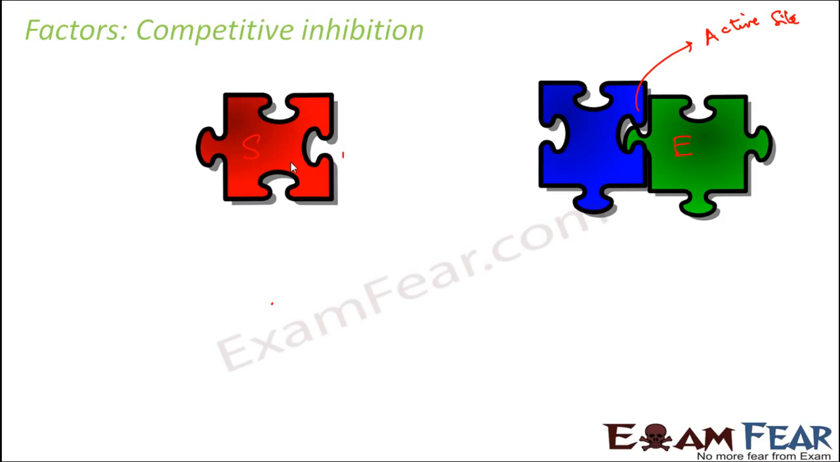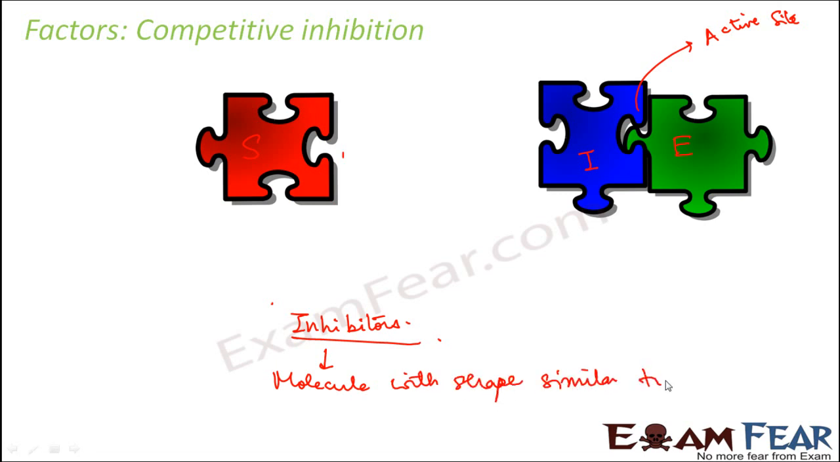Now if the actual substrate is blocked from combining with the enzyme, the enzyme will not be able to do its activity. So this process is known as inhibition, where some other molecule with a shape very similar to the substrate blocks the active site of the enzyme. So such a molecule is known as an inhibitor. These kinds of molecules are termed inhibitors, and this process is known as inhibition. So what are they? These are molecules with shape similar to the substrate. So in the process of inhibition, what do they do? They block the active site of the enzyme.